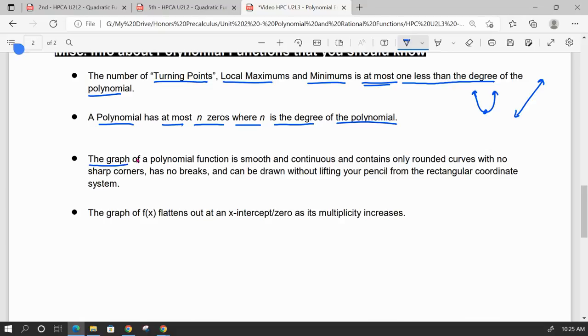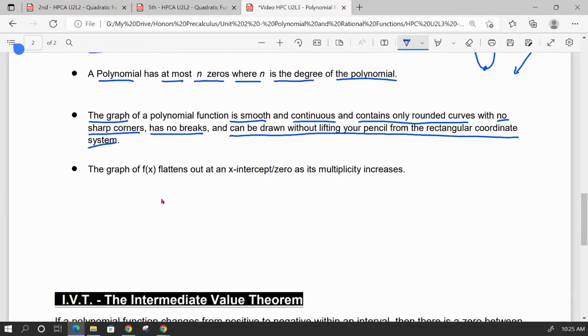The next one, the graph of a polynomial function is smooth and continuous. It contains only rounded curves, no sharp corners, no breaks, and it can be drawn without lifting your pencil from the rectangular coordinate system. So basically, that means it's continuous. The graph of f of x flattens out at the x-intercepts or zeros as its multiplicities increase. So I'm going to show you what that looks like.